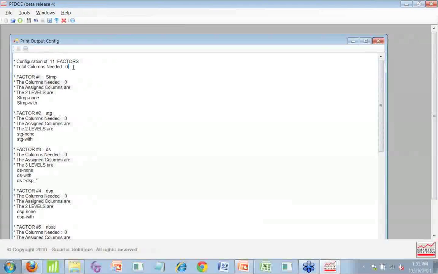So if you look at what I've got right here, I've basically got a text document. In this case, I've got 11 factors. I've got this factor here, STMP, whatever that means to somebody. And then all these asterisk things are just notes, basically. But this describes the levels that you have. So basically, we have one factor here that's got 2 levels to it. Now we've got another factor we're going to call STG, and it's got none and with. Now this factor here, DS, has 3 levels, and we're going to call them those names right there.